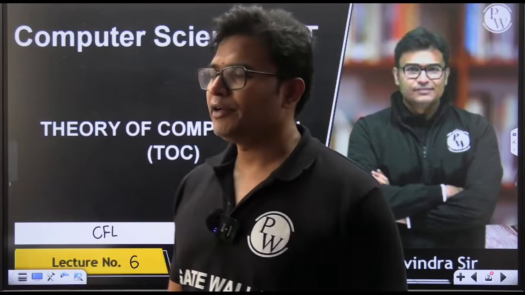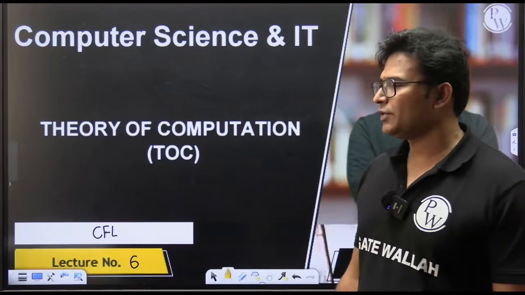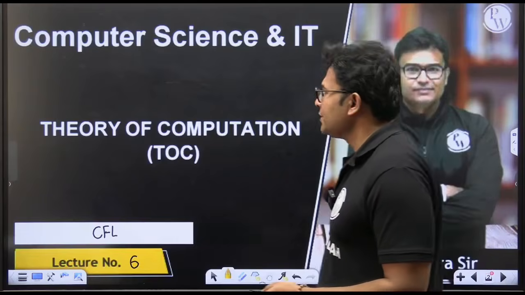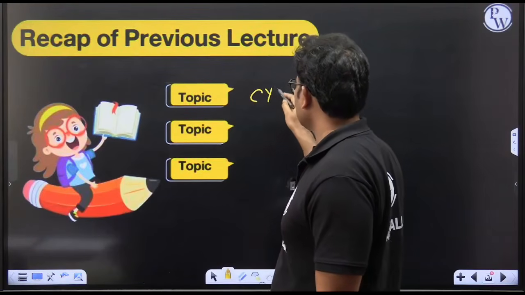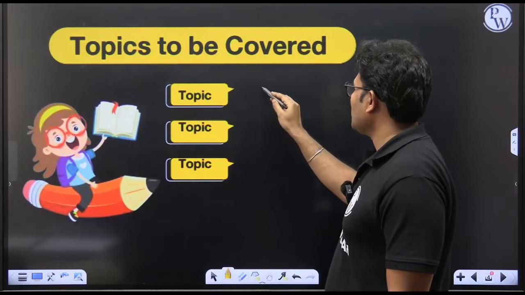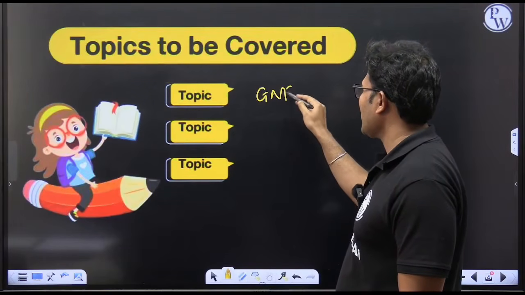So let us continue our discussion. We are discussing context-free languages. In the last class, we completed the CYK algorithm, and now we will go with GNF, Greibach normal form.